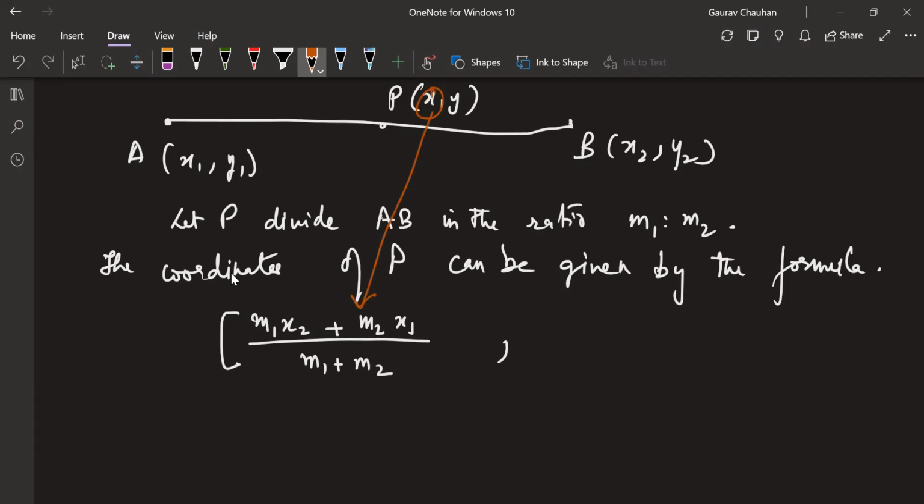Okay with this? Now the y coordinate, how will I find? Same thing. Can someone tell me? Hey, yes, Hemaji.